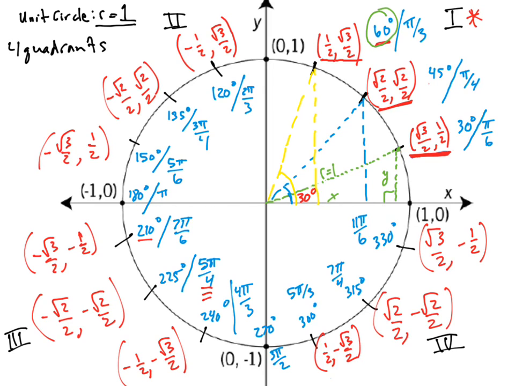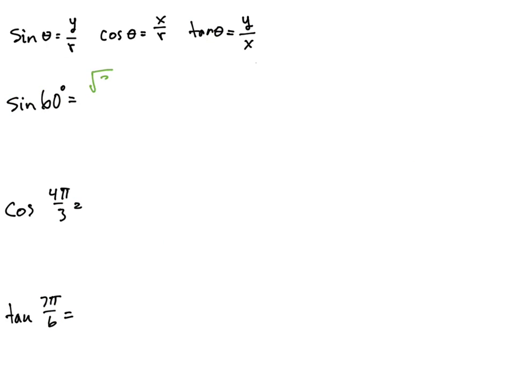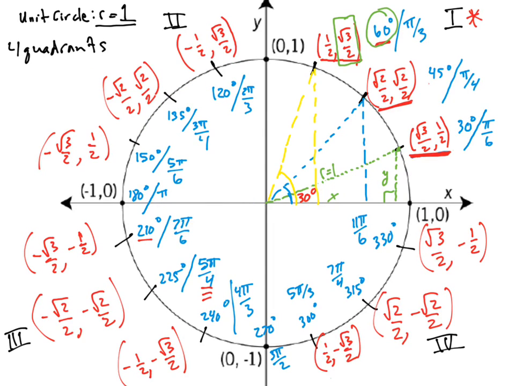And then sine is defined as y over r. Well, again, r is equal to 1, so this is going to be root 3 over 2 over 1. So root 3 over 2. For now, I'm going to write this over 1, but we don't really need to, so it's just root 3 over 2.